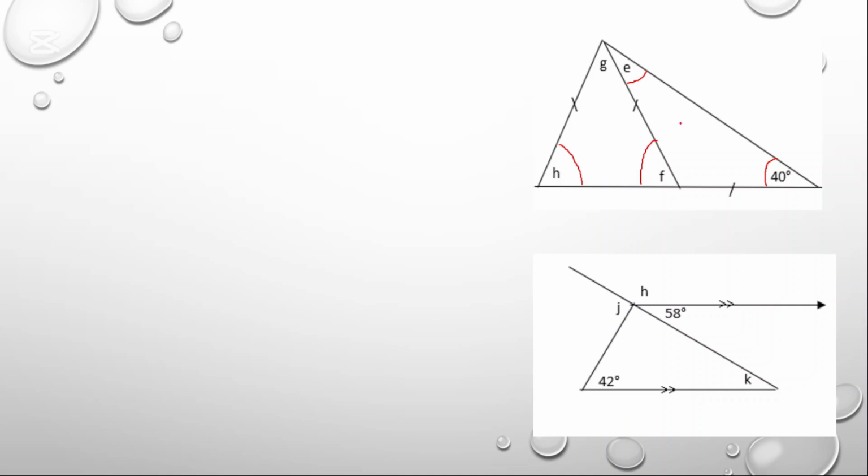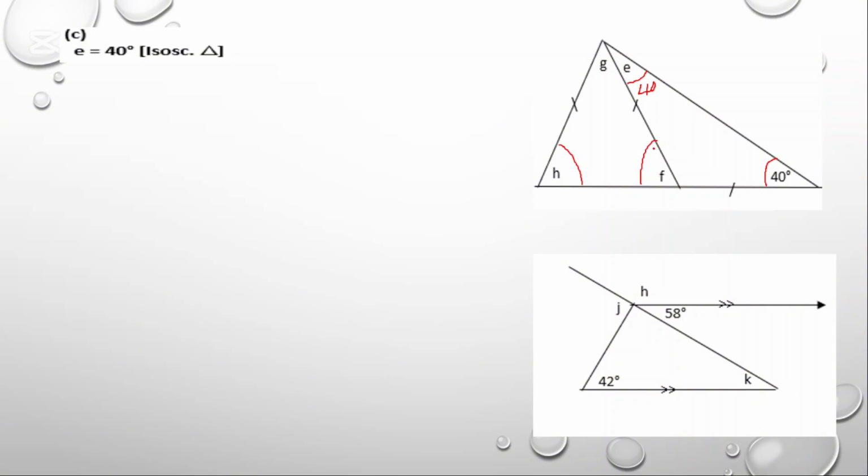We'll start over here because we know that E and 40 are the same. They are opposite the equal sides. And we start with that one. E is equal to 40. Reason this time, isosceles triangle. So we have E is 40. Can we go to F?